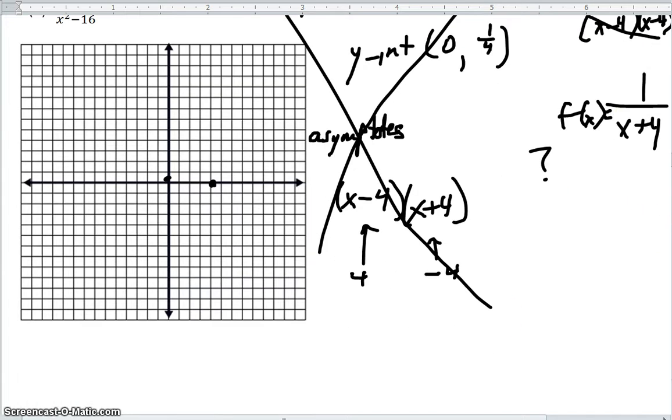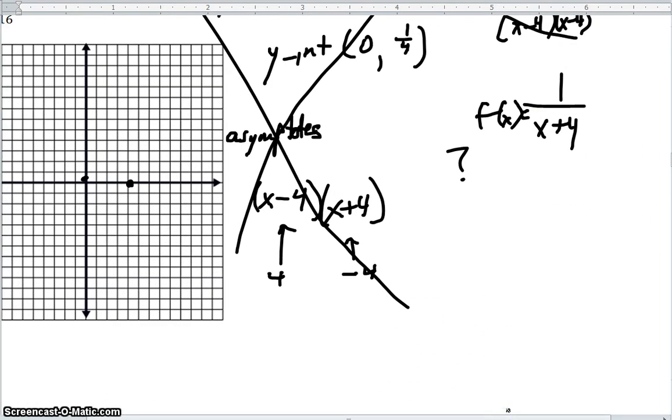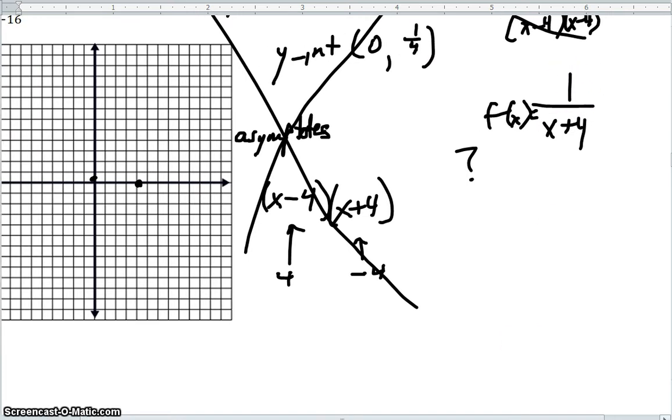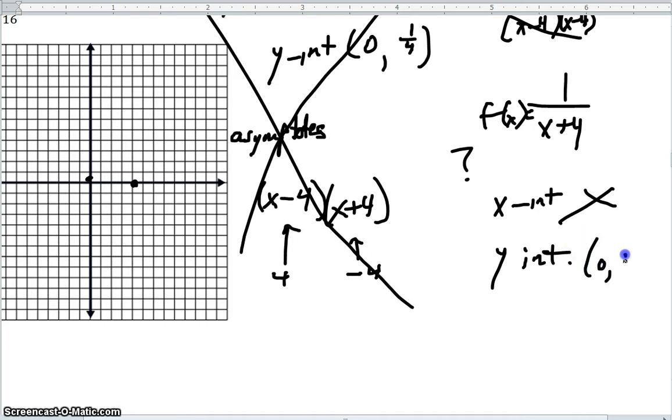So I've got to go through the same results. I've got to ask myself, where does the graph have an x-intercept? Well, where is the numerator equal to 0? Well, it's not equal to 0. You can't have 1 equal to 0, so there's no x-intercept. There is none. The y-intercept, so I let x equal 0, I still get 0 comma 1/4. So that's still the same.